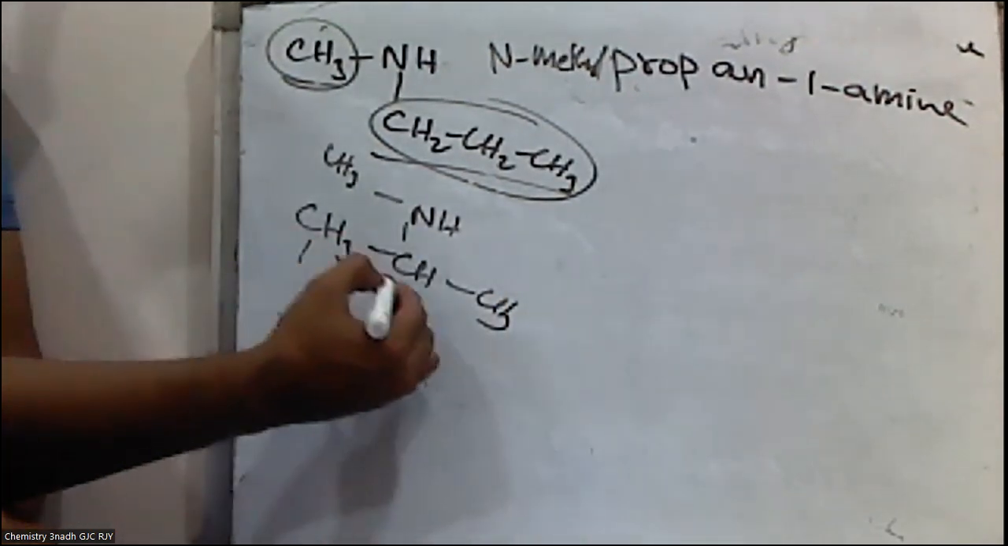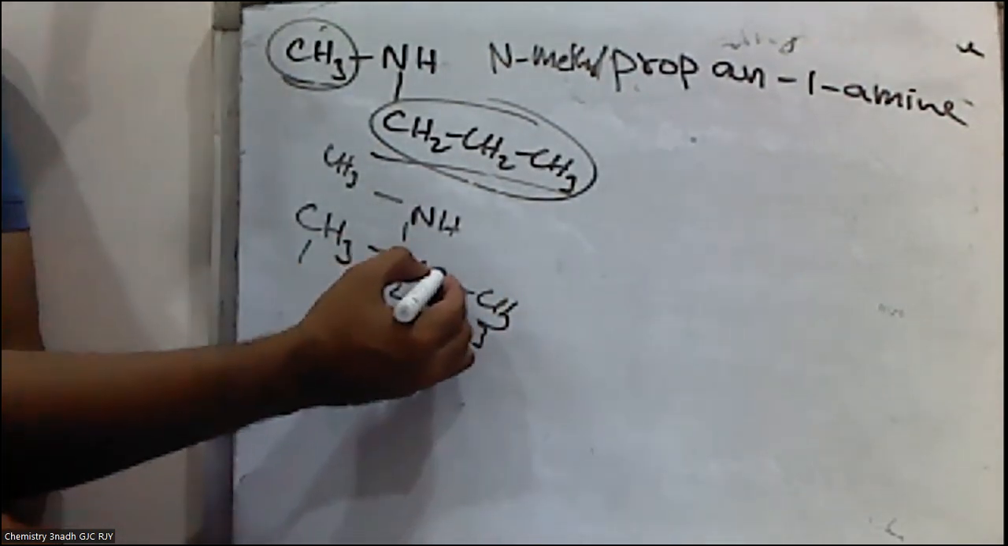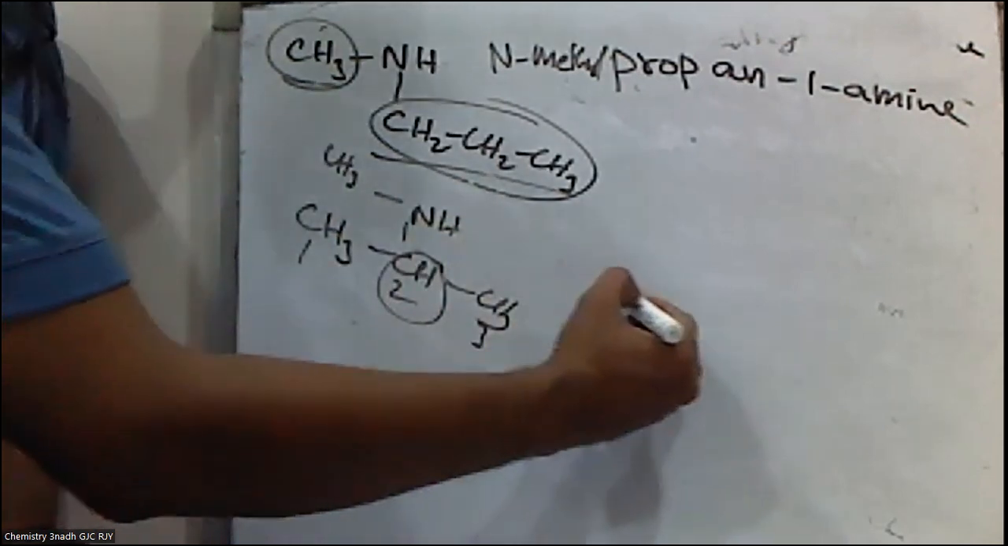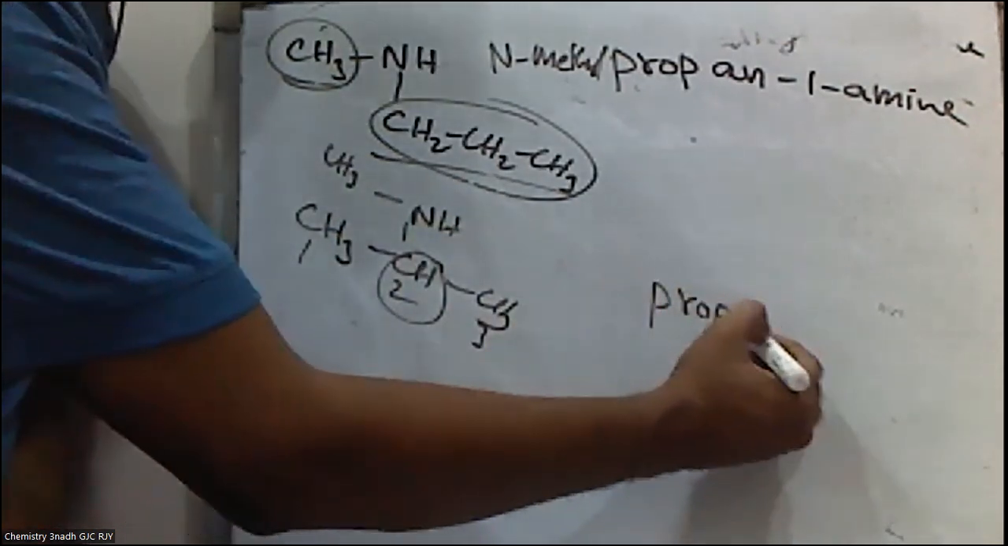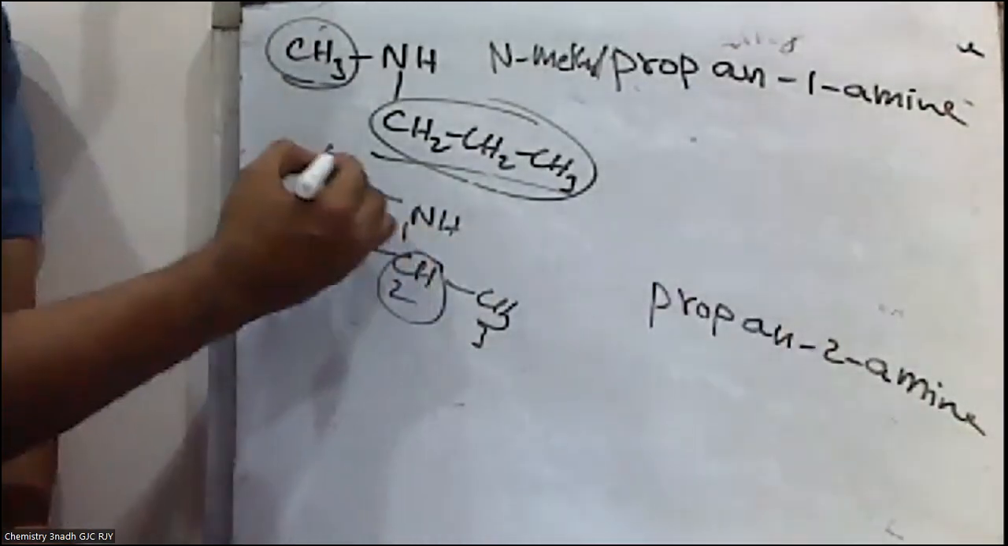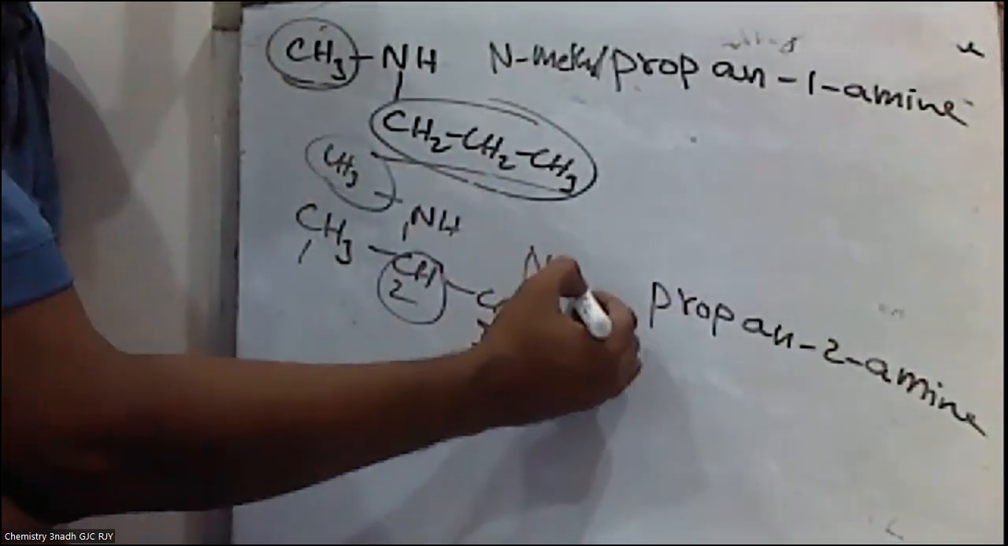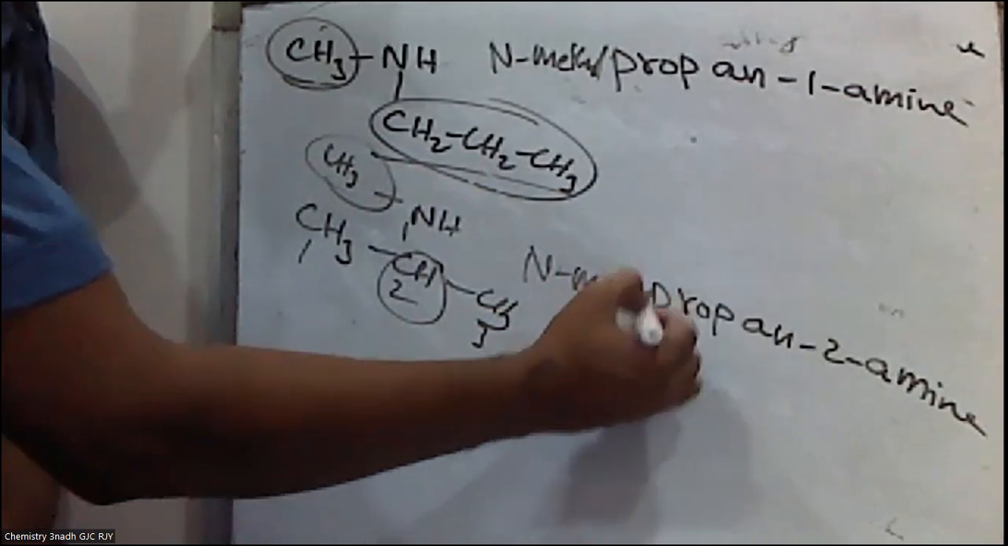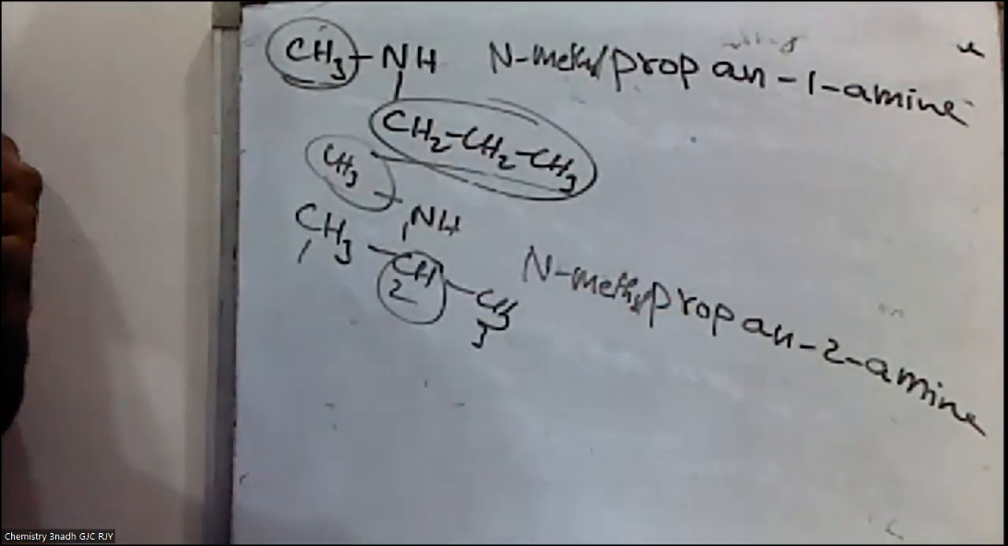For example, CH3CHNHCH3CH3. Now, what is its name? 1, 2, 3. There is an amino group at the second position. That's why propane-2-amine, and there is a methyl group on the nitrogen. That's why it is N-methyl propane-2-amine.